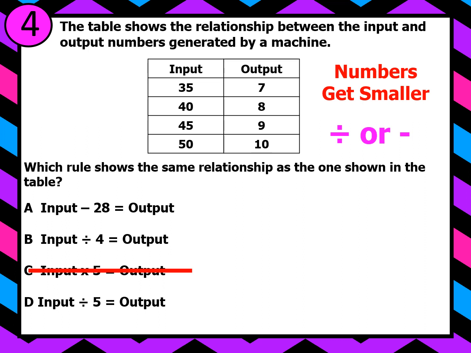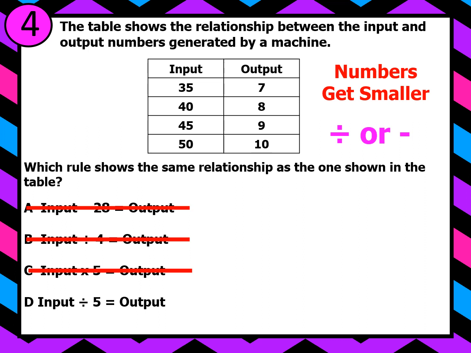I'm going to go ahead and begin by analyzing answer choice A. Input minus 28 equals output. 35 minus 28 is 7. 40 minus 28 is not 8, so I know the answer choice there cannot be A. Next, I'm going to analyze answer choice B. Input divided by 4 equals output. 35 divided by 4 is not 7, so I know the answer choice there cannot be B.